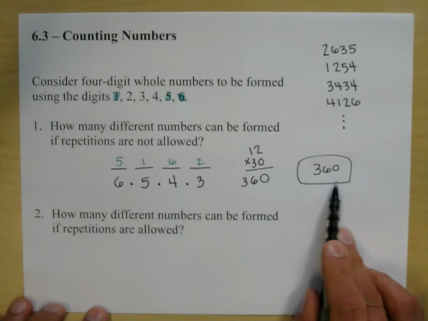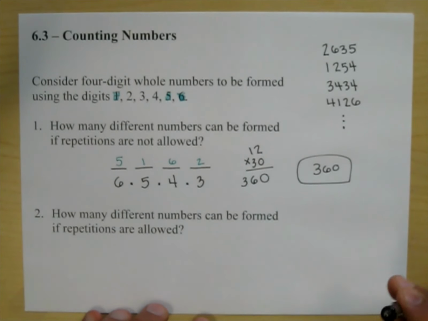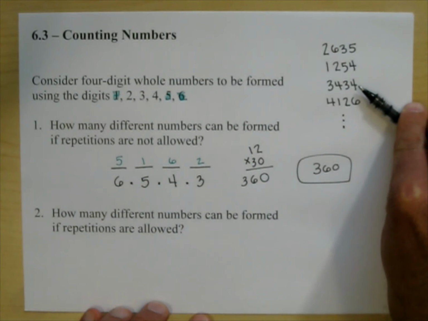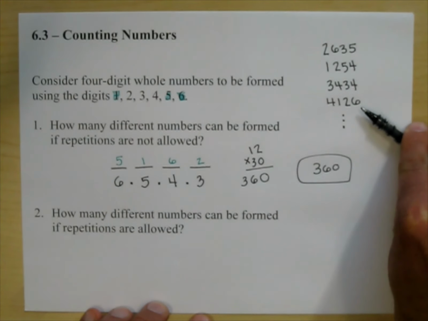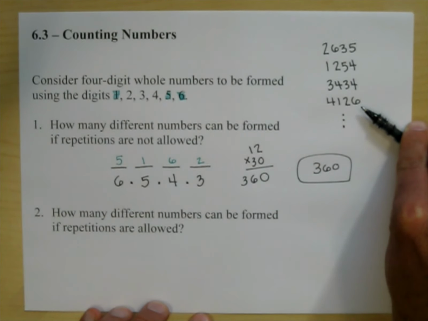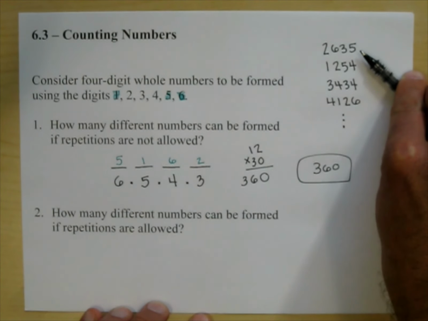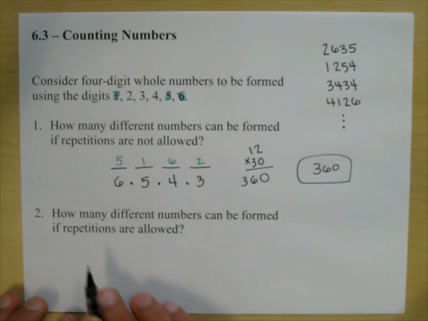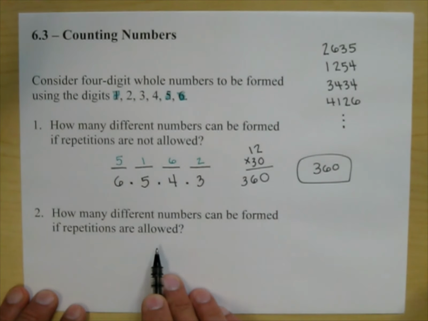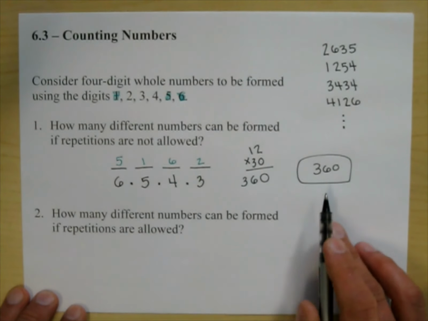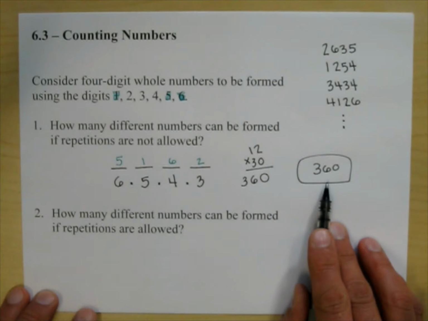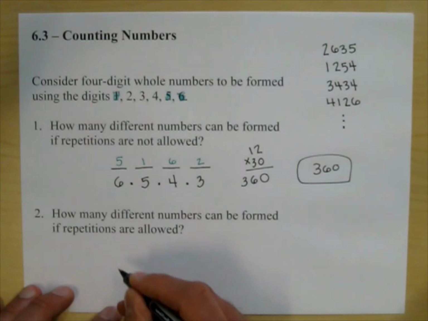So 360 would not include this 3,434. That would not be included in there. But this one, anywhere where there's no repetitions would be included. Okay, and the green one as well. So now how many different numbers can be formed if repetitions are allowed? So now we're opening it up to repetitions. Are numbers going to be bigger than 360? And so let's do this problem here.